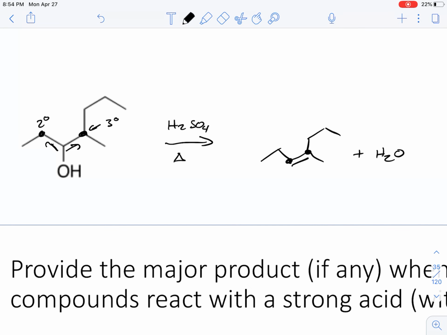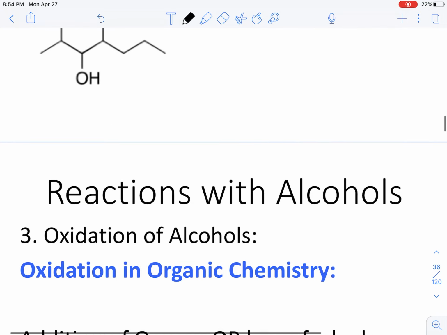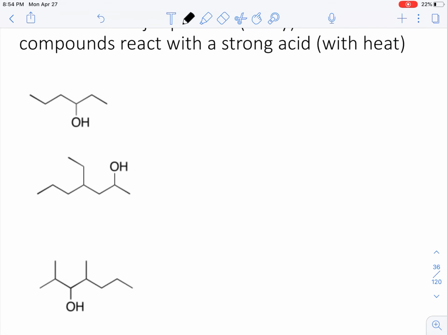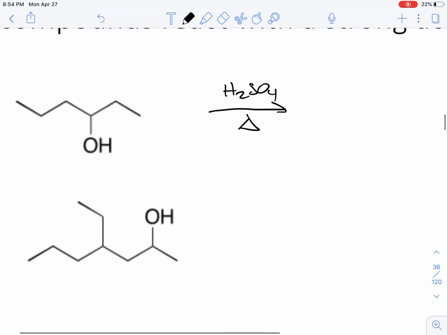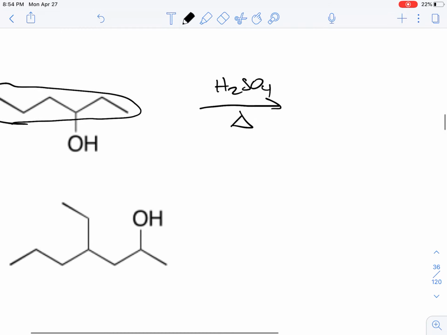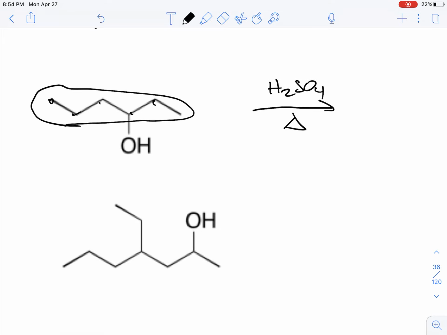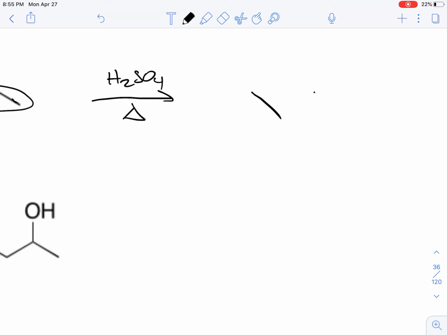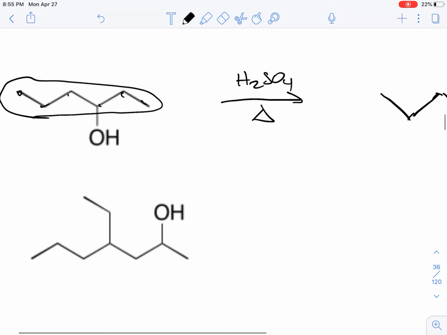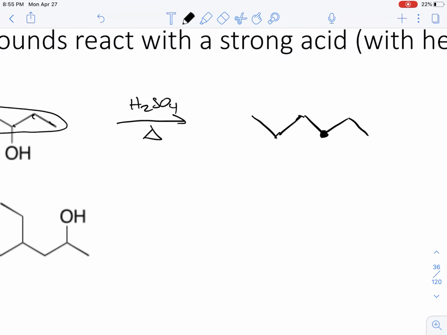All right. So let's go ahead and look at this last set. Once again, if this is H2SO4 and heat, I'm going to go ahead and just draw the parent chain. So here I have 1, 2, 3, 4, 5, 6, 1, 2, 3, 4, 5, 6. So the hydroxyl group was right here. I'm going to zoom out.